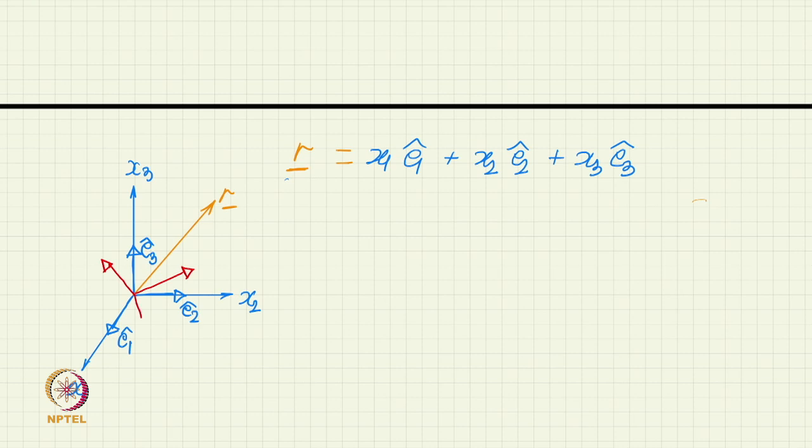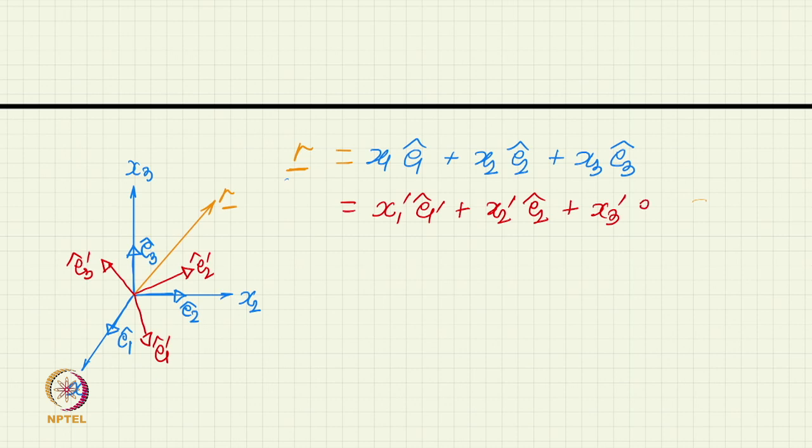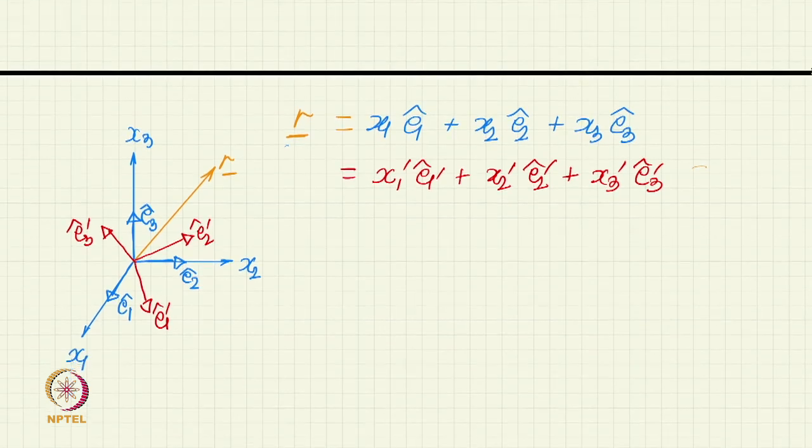If we introduce another orthonormal basis, let us say represented in red with E1 prime, E2 prime and E3 prime, then the same vector will have different components x1 prime, x2 prime and x3 prime. And we saw how these two sets of components are related.